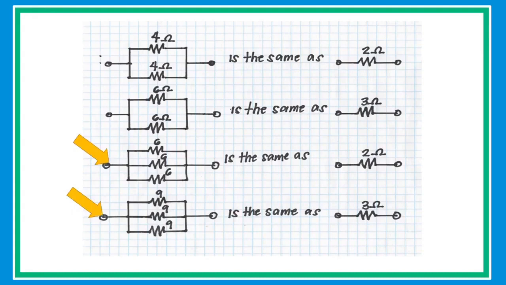In the example, the value of resistor is 6 ohms and the total number of resistors are 3. 6 divided by 3 equals 2. This is the same if you have 4, 5, or 10 resistors that are connected in parallel. With the same value, just simply divide the value of resistor to the number of resistor.